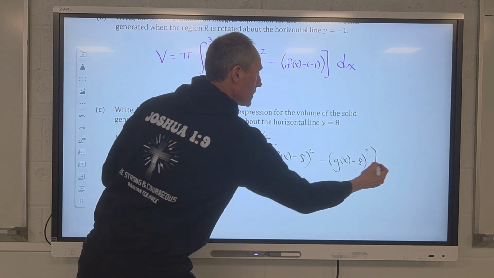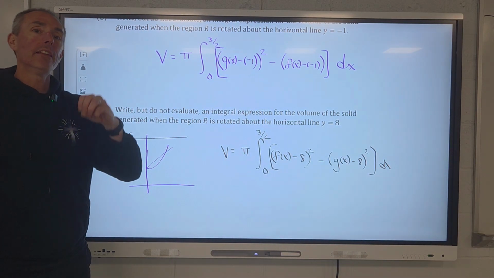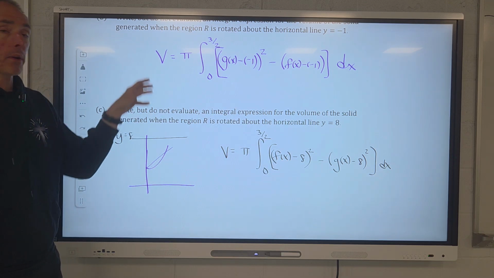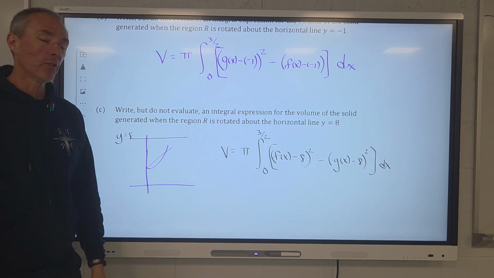So I just wanted to make sure we saw some different options there when we're talking about the washer method. In the next video, we'll look at basically the same idea, same problem, but what happens if we're doing a vertical axis of revolution. So I hope this has been helpful. Good luck.